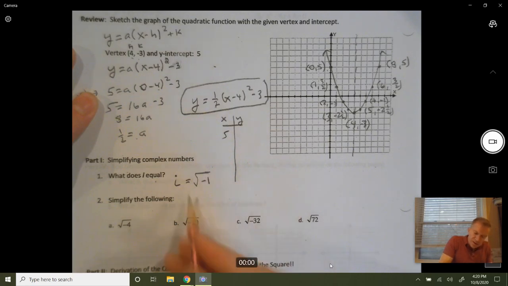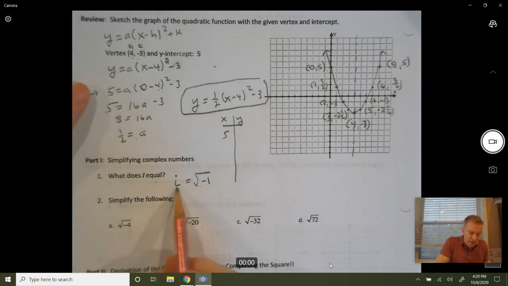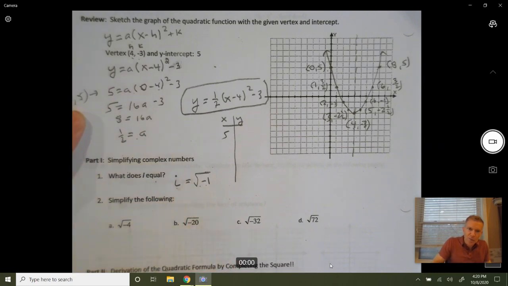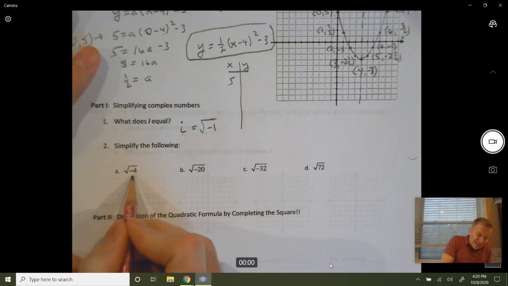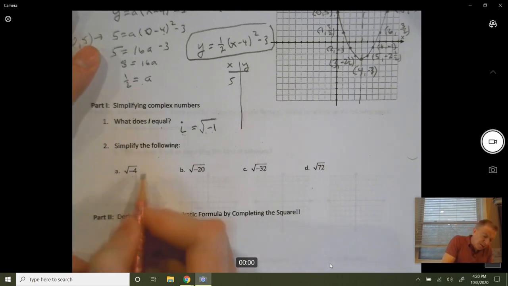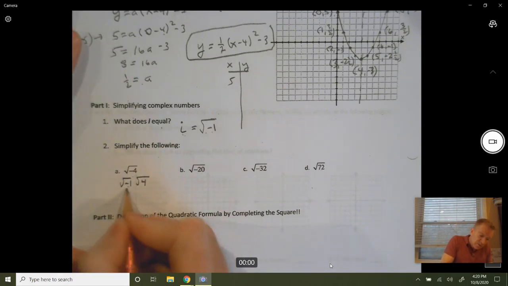So when you talk about complex numbers or imaginary numbers, you can simplify them, and the notation we use is i notation. So the square root of -1 is equal to i. The way we would simplify these, I always just simplify these: if I see a negative under a radical, I break it apart. Square root of -1 times square root of 4. Square root of -1 is i. Square root of 4 is 2. So i times 2, or 2i.